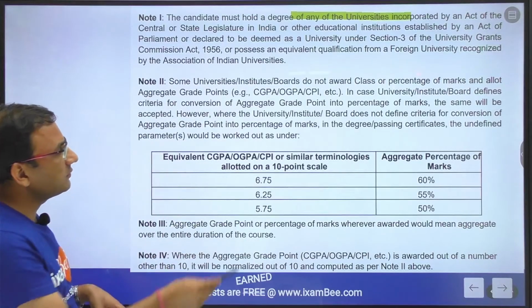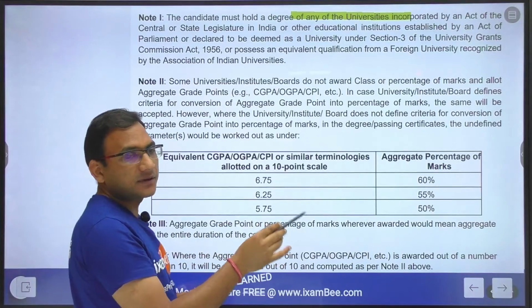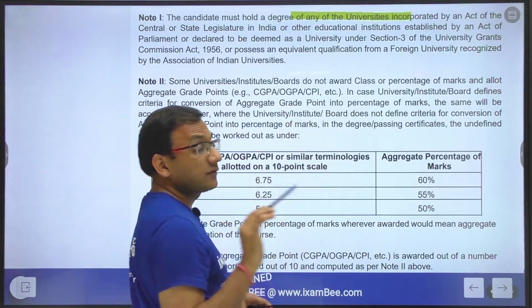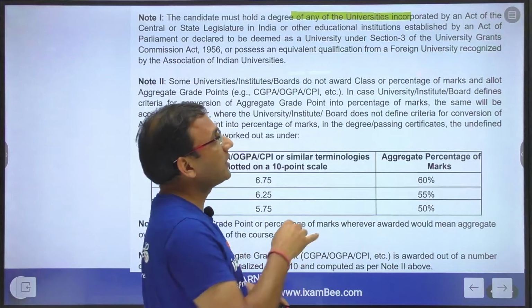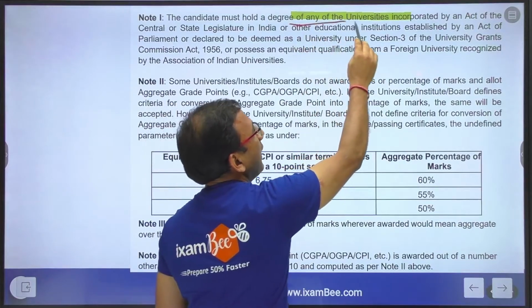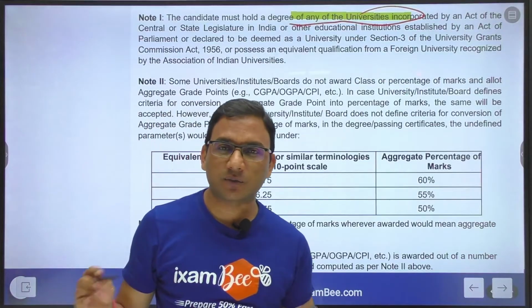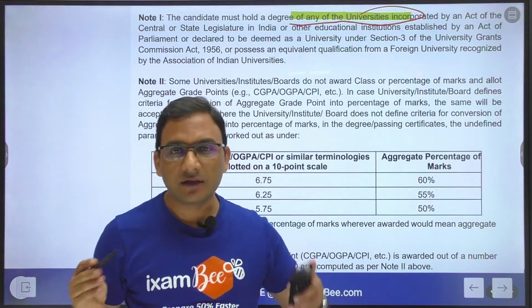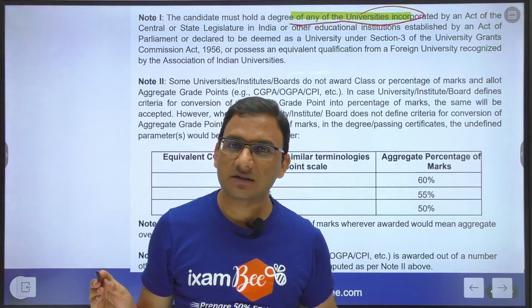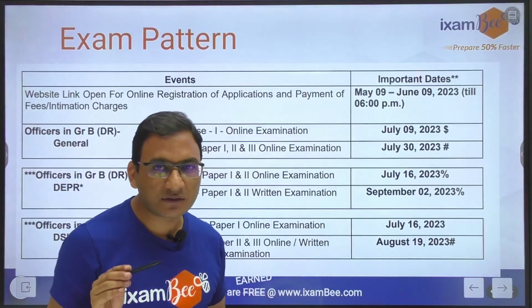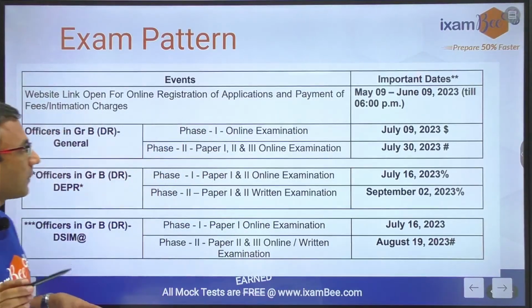For calculation of GPA and percentage, this is written here. Your university formula will be accepted. If you don't have one, then only this comes into the picture. And the degree must be from any recognized university. People ask about correspondence degree, IGNOU degree, it does not matter. A degree is a degree; it is recognized by the university, so it is recognized by the RBI.